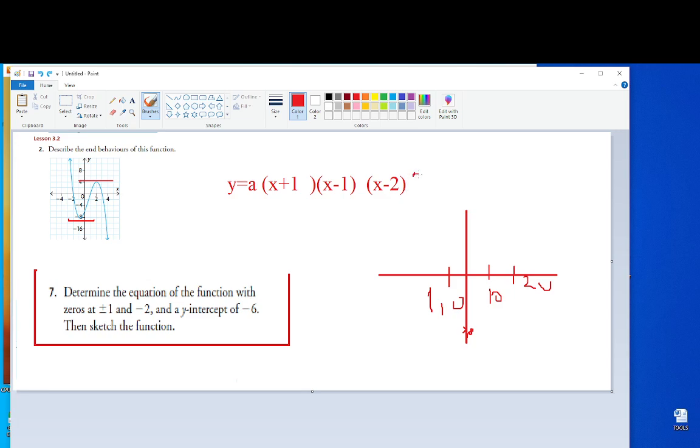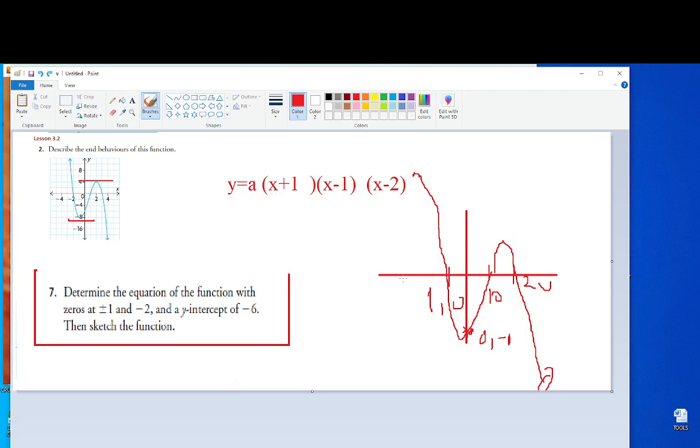It must start up here, go through this first one, go through this y-intercept, which is 0 comma minus 6, come up through this one, turn around, come down, and end here. It's got to cross the x-intercepts because I can see it's a cubic. It can only cross 3 times. It either starts here and ends here, or starts here and ends here. And since we got to cross through that y-intercept, it's clear it does that. That tells me right away a is negative.